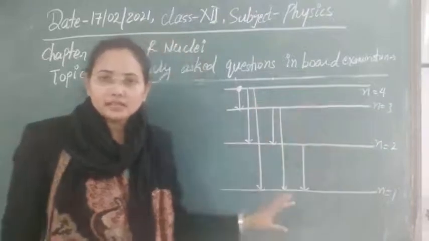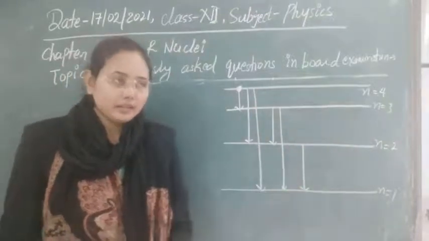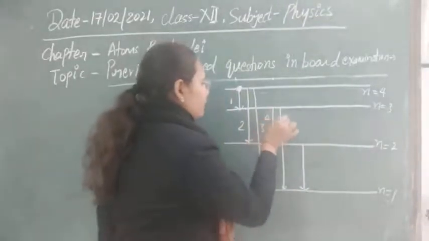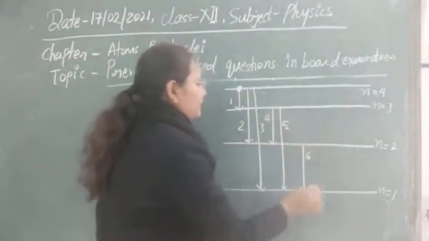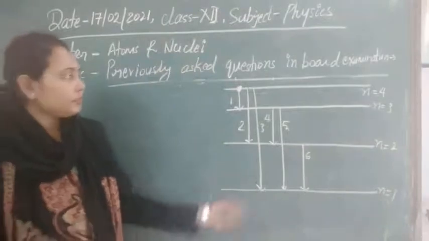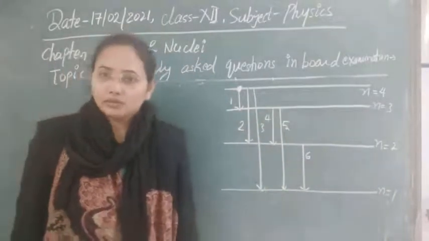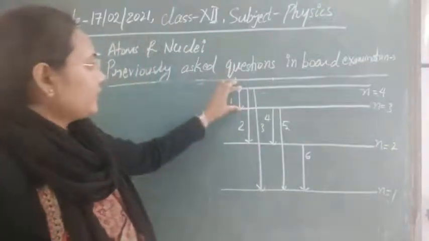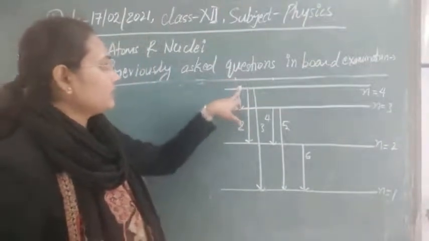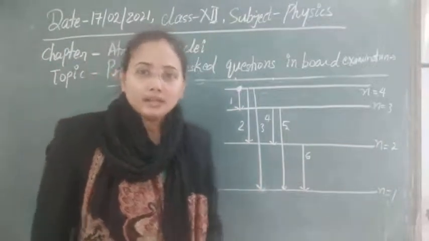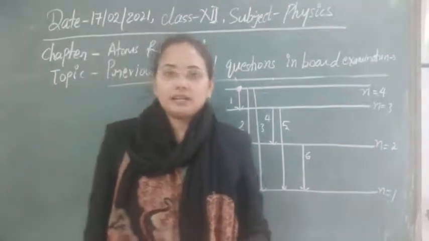So this is the energy level diagram for that. Next question is: calculate the wavelength of every emitted radiation in this case. Suppose we have denoted the levels by 1, 2, 3, 4, 5, 6. Then we have to calculate all the wavelengths that are emitted whenever an electron makes a transition from a higher state to a lower state.